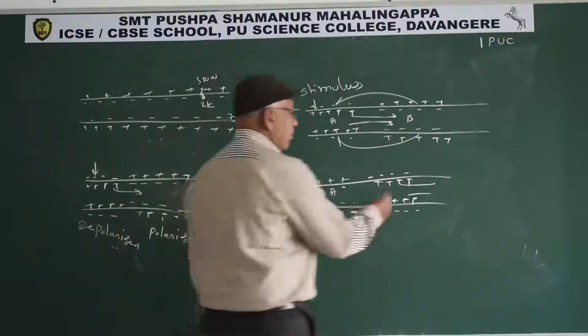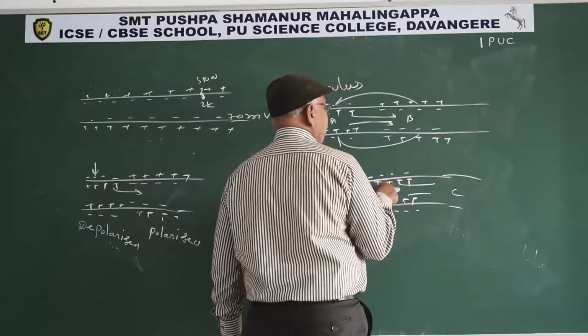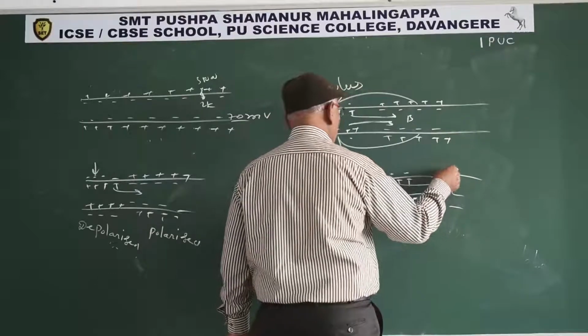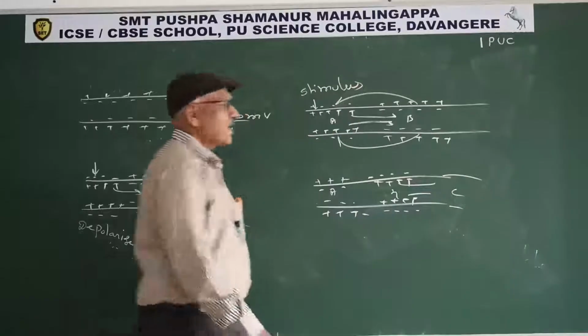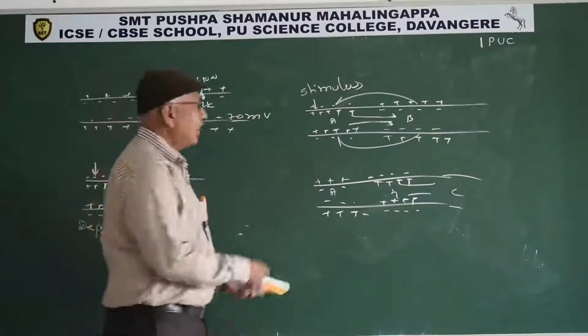So next step, from B to C, the same procedure. On the inner surface, positive charge moves from B to C. On the outer surface, positive charge moves from C to B. In this manner, the action potential is conducted from one end to the other end.